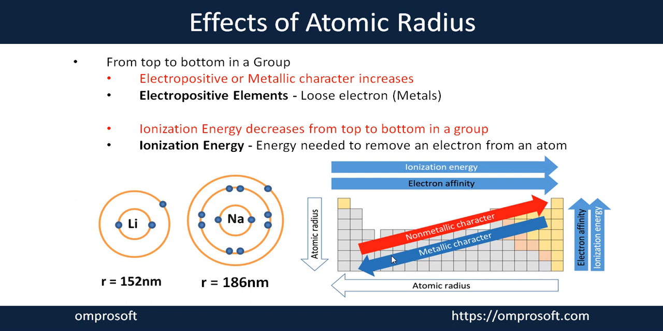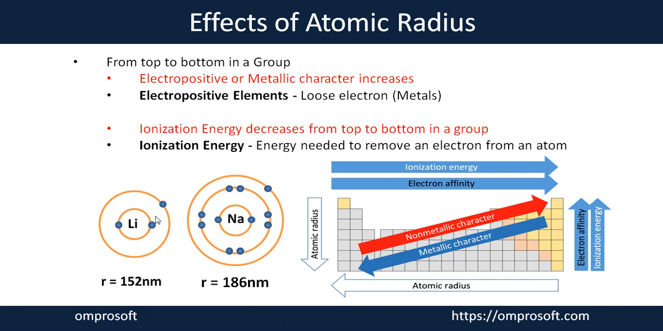Now the next change, on the basis of energy. When any element loses an electron from its outermost orbital, it requires some amount of energy. This energy is called ionization energy, the energy needed to remove an electron from an atom. If I say that while we move top to bottom in a group, elements lose electrons easily, it means the requirement of energy decreases. If energy requirement increases, it is very difficult for them to lose electrons. If they lose electrons easily, the requirement of energy decreases. So while we move top to bottom in a group, the ionization energy requirement decreases.